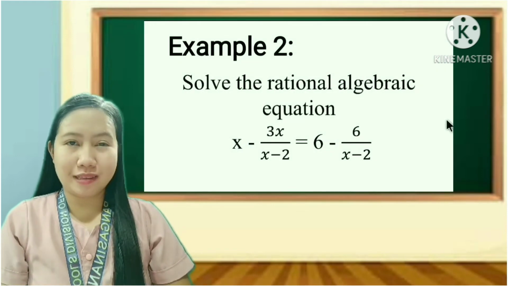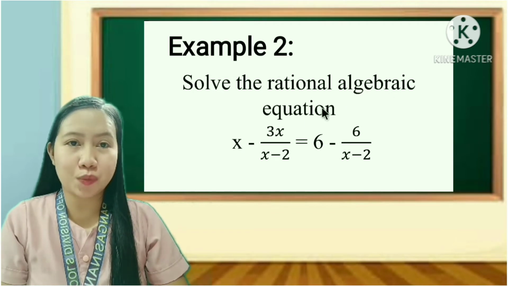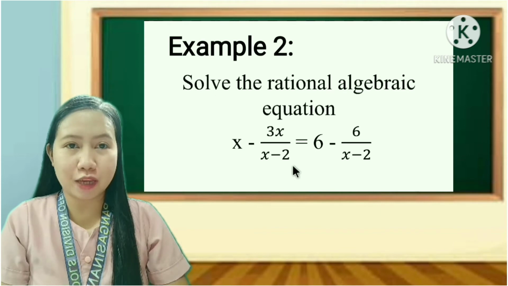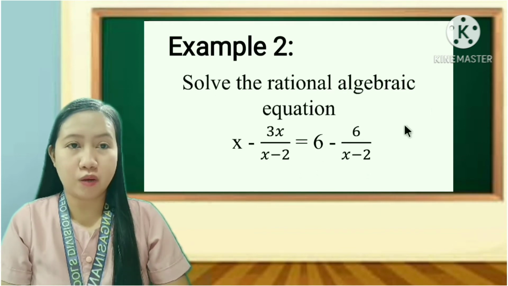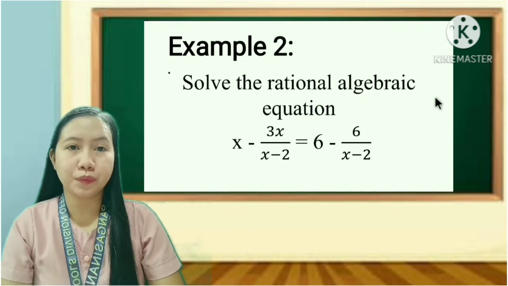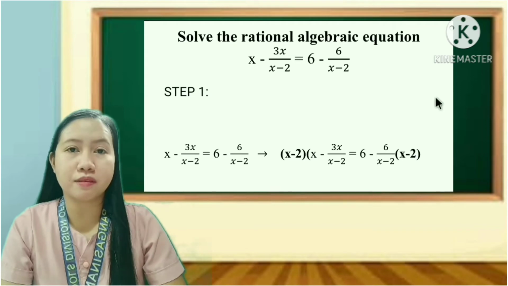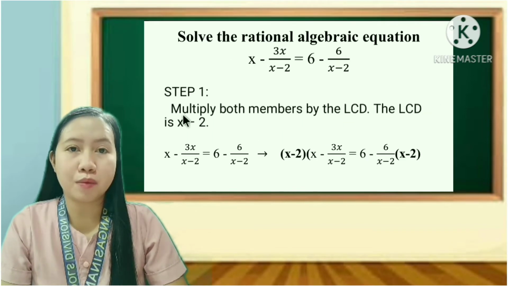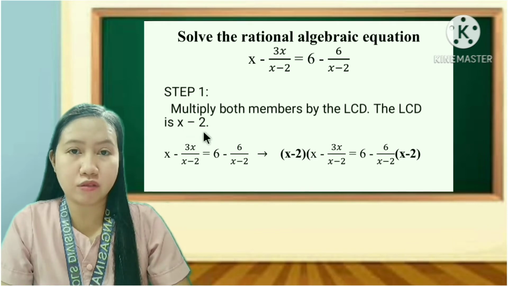So let us now proceed to our example number 2. Solve the rational algebraic equation x minus 3x over x minus 2 is equal to 6 minus 6 over x minus 2. Okay, so we have the following steps. Step number 1. Multiply both members by the LCD, and the LCD is x minus 2.